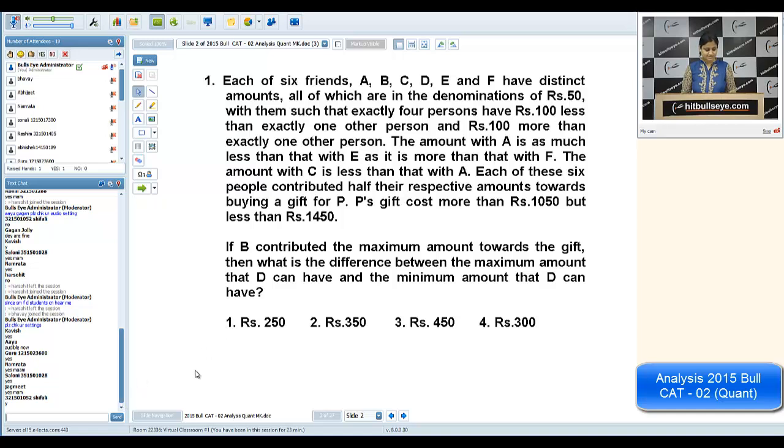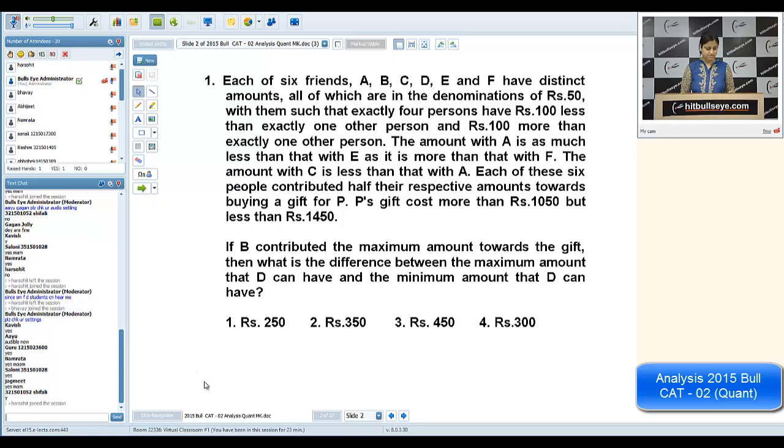Yes, please. Please write and explain if you have any problem in this question. Make it fast, guys.